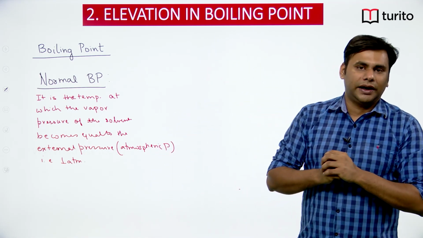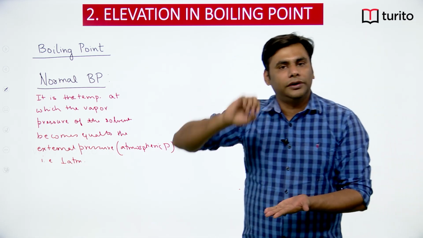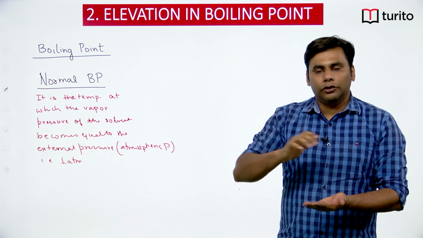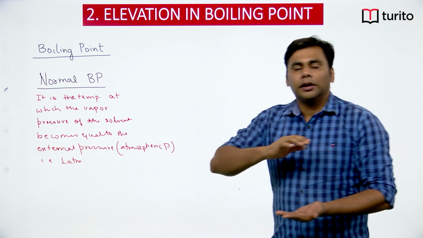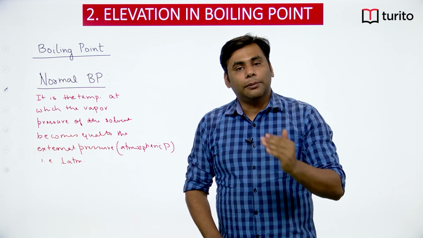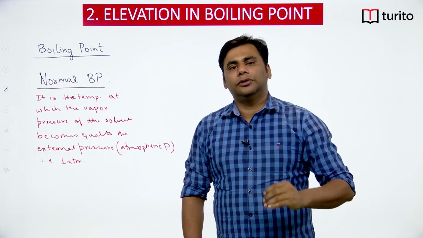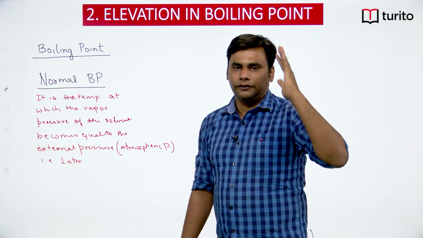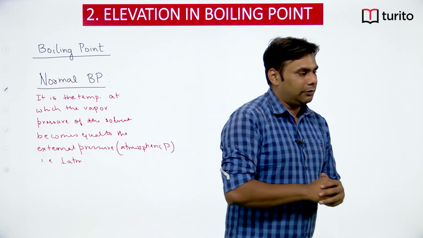So the number of solvent particles which are escaping out from the solution as vapors into the surroundings would decrease, because the surface is now also occupied by the non-volatile solute. So the number of solvent molecules escaping out of the solution would decrease, as a result of which the vapor pressure of the solution decreases. Let me explain once more if you are not able to understand.